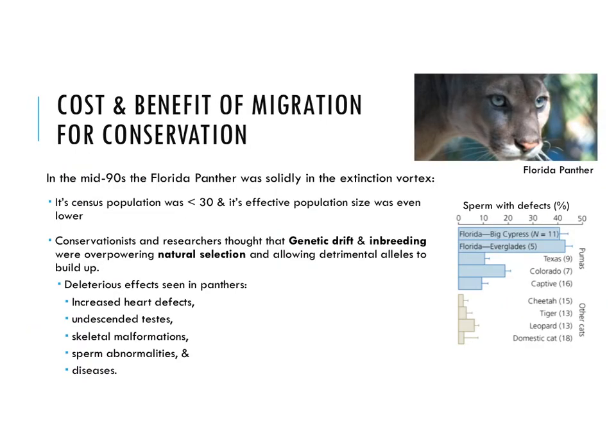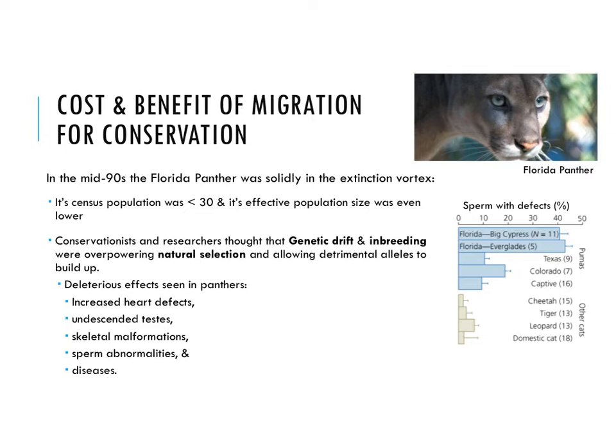Our next example of migration and conservation and how they impact each other is way more complicated. This is the story of the Florida Panther, and you may have already heard some of this, if you grew up here especially. But basically, in the mid-90s, the Florida Panther was solidly in that extinction vortex that we talked about during genetic drift. Its census population was low, less than 30 individuals, and I believe its effective population size was less than 8 individuals.